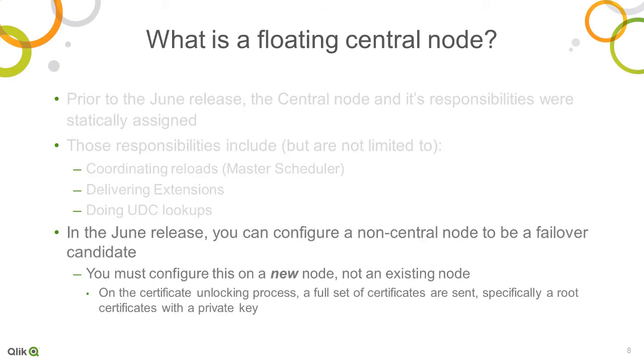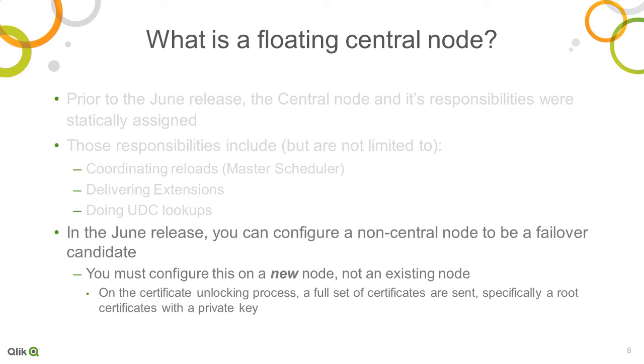So with the June release, you now have the option of configuring a non-central node to be what is called a failover candidate. And this is something that it's ideal to do on a new node, not an existing node. The reason behind that is that when you add a RIM node, they get a copy of certificates so they can communicate with all the nodes, because all the traffic between nodes and inside of a node is encrypted using the self-generated certificates that are created upon installation. But traditionally with RIM nodes, they had a limited copy of that underlying certificate. They would have a trusted root without a private key, so it couldn't be used to generate new keys. It could just validate trust.